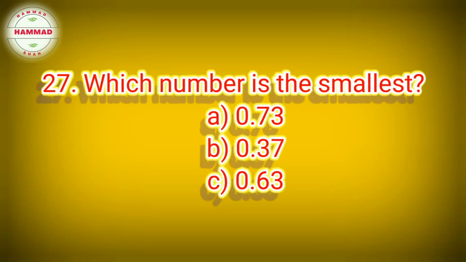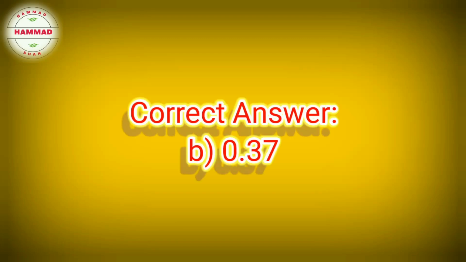Question number 27. Which number is the smallest? Option A 0.73, option B 0.37, option C 0.63. The correct answer is option B 0.37.